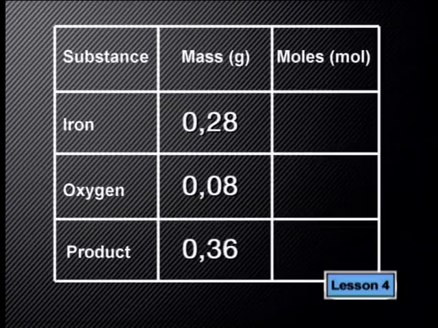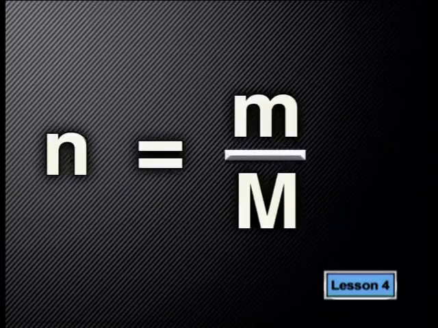Now, remember, we mentioned earlier that iron has two common oxides, iron 2 oxide with a chemical formula of FeO and iron 3 oxide with a chemical formula of Fe2O3. I wonder what the formula is of the oxide we formed in the lab. Let's find out. We start by calculating the number of moles of iron and the moles of oxygen used in the experiment. Remember, to find the number of moles when given the mass, we can use the equation n equals the mass of the sample m divided by the molar mass capital M.